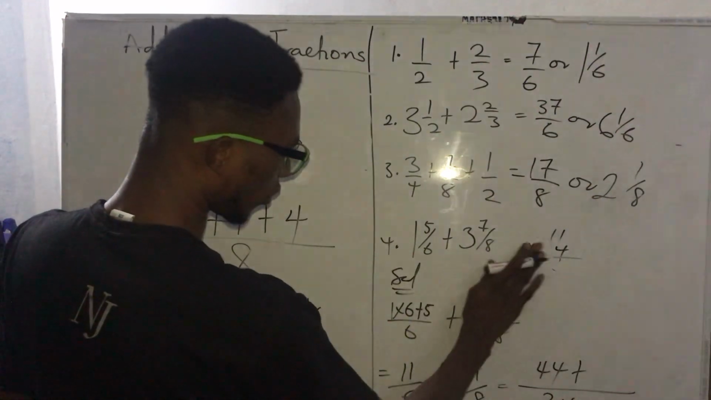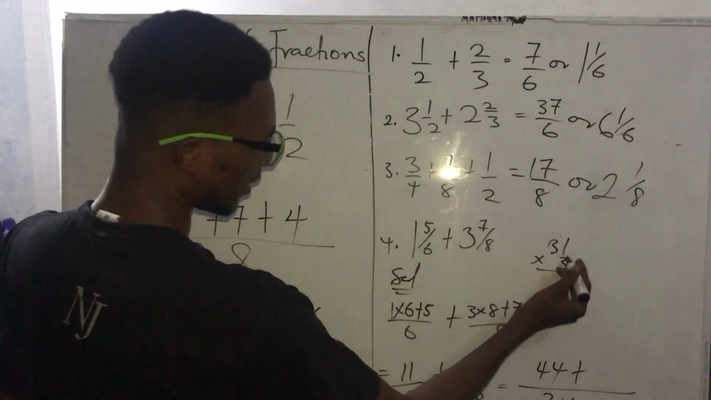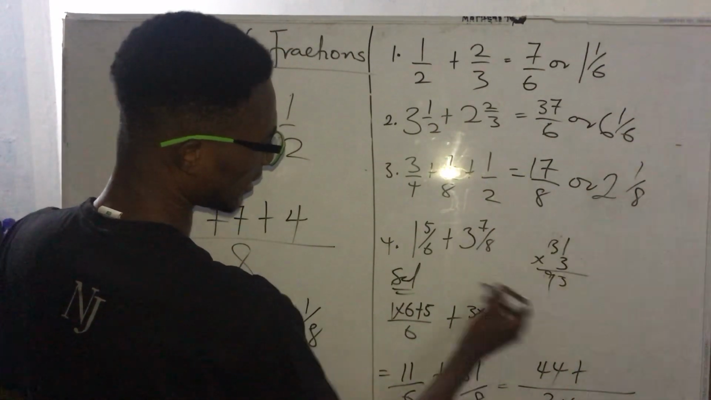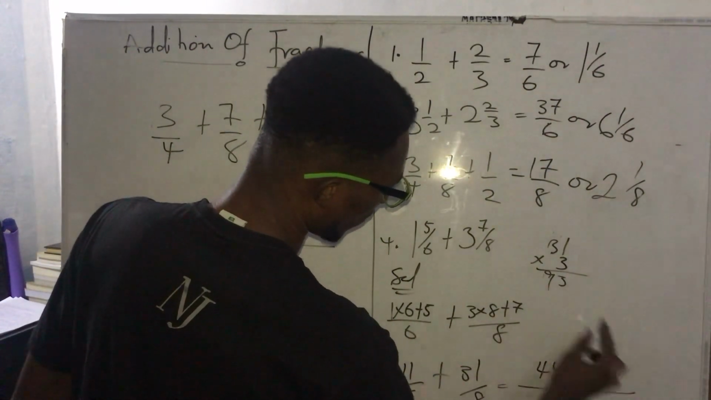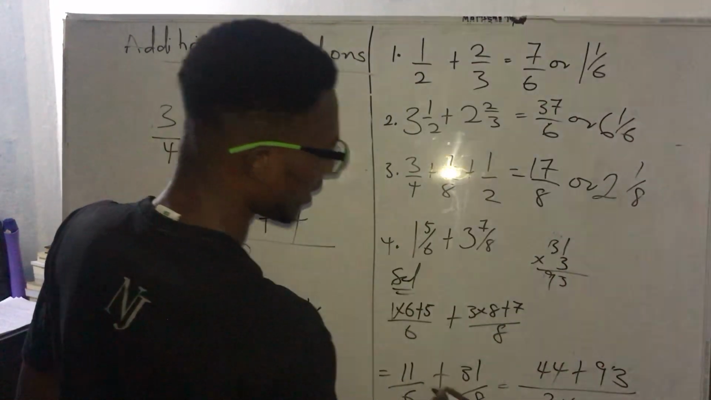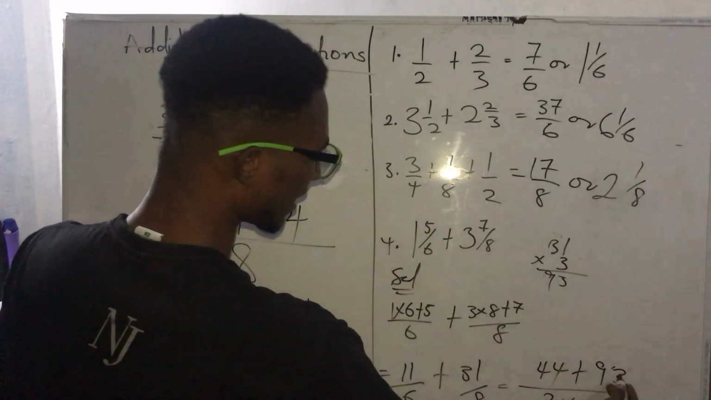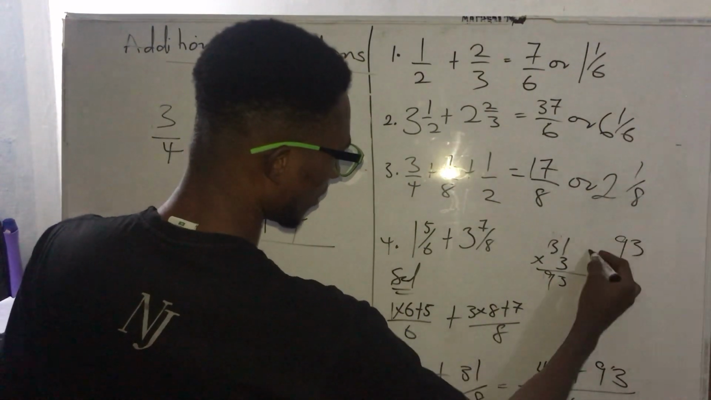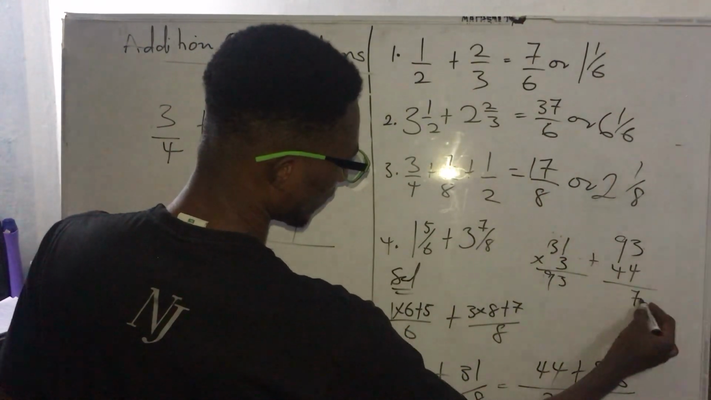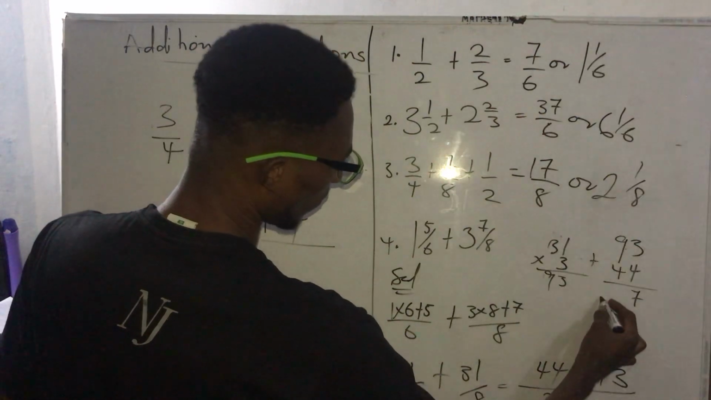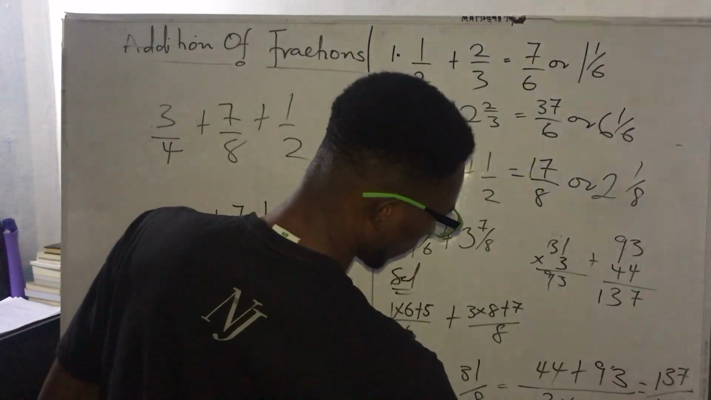So you multiply that 3 by 31. 3 times 1, 3, 3 times 3, 9. So we have 93. So this place is going to be 93. So now 44 plus 93. We have 93 plus 44. 3 plus 4 is 7. 9 plus 4 is 13. So our answer is 137 over 24.